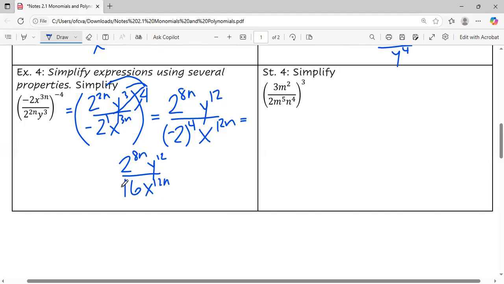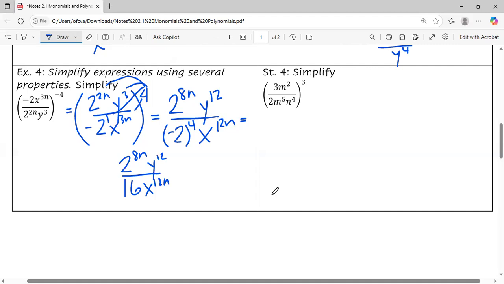And some of you think, oh, I can simplify this. You cannot. If you just had 2 over 16, if the 2 didn't have a power of 8n, then you could simplify. So that would have been 1 over 8. But because this one has a power that doesn't match the power for this one, there's nothing you can do about it. It's not even the same base. So nothing you can do. That's it. That's the final answer.